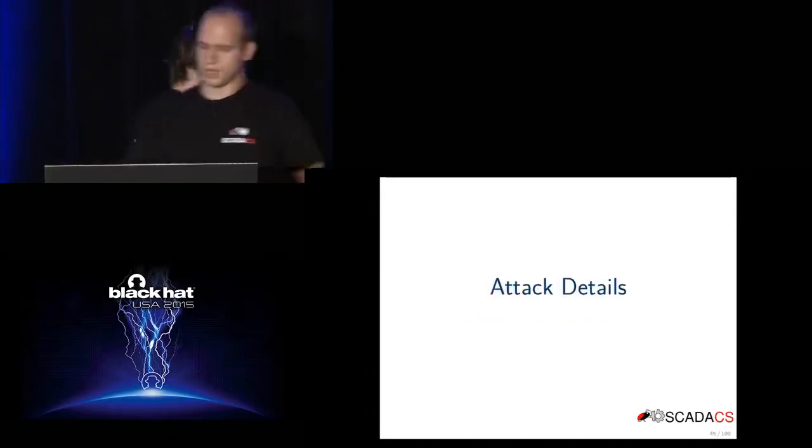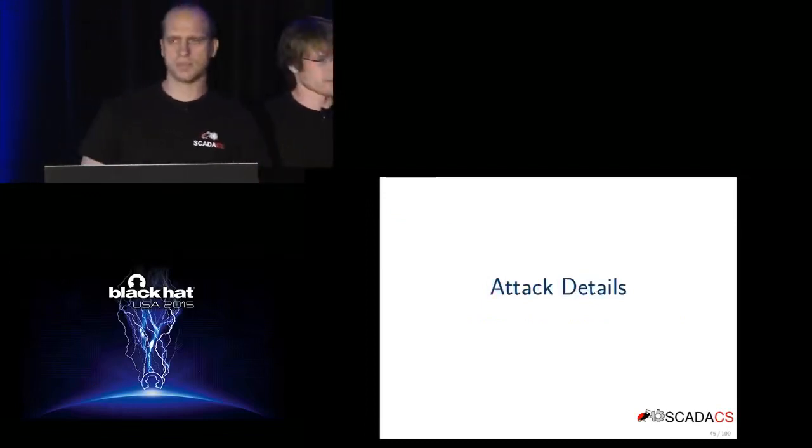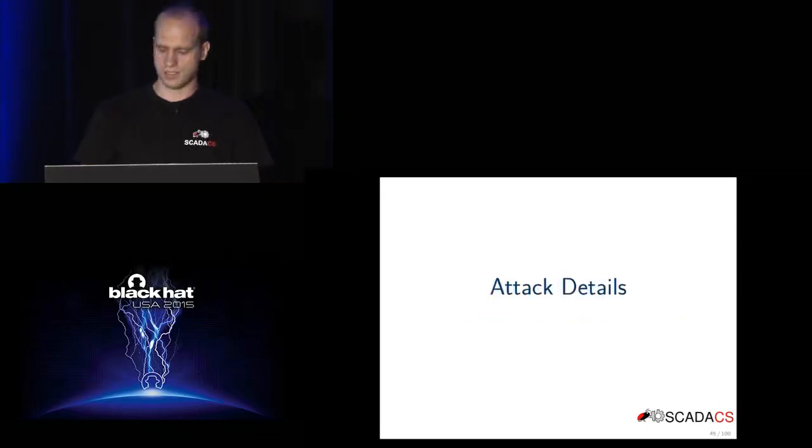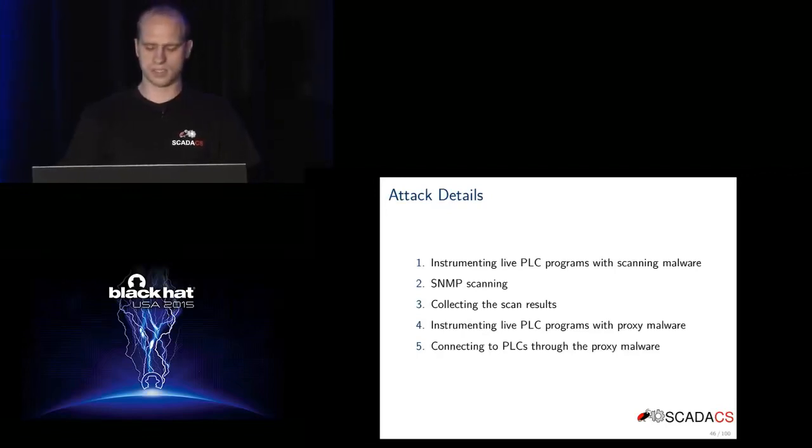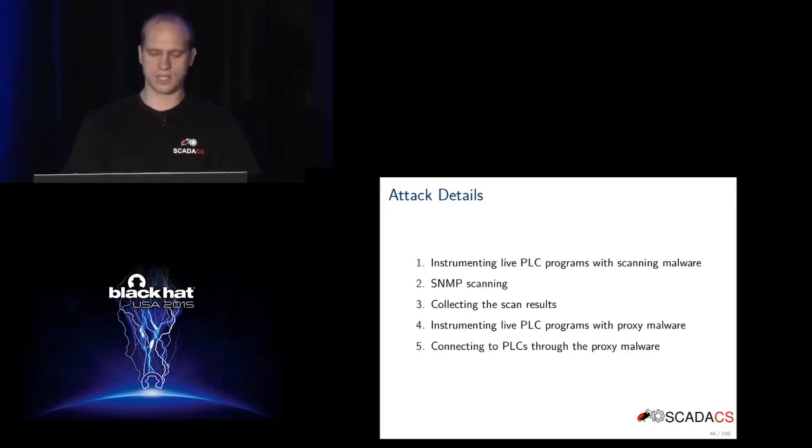Okay, so now you have some basic information about the Siemens PLCs, and now we can explain our attack details. As I told you before, we will now show you how to instrument live PLC programs with scanning malware, then how we have implemented the SNMP scanners, so we are doing SNMP scanning and collecting the scan results. Then we are instrumenting the PLC again as a proxy, and then we are using the one internet-facing PLC for attacking the devices behind.